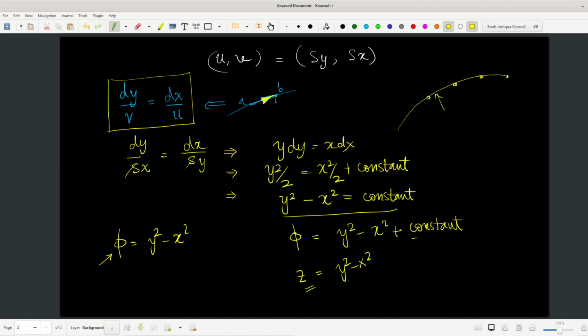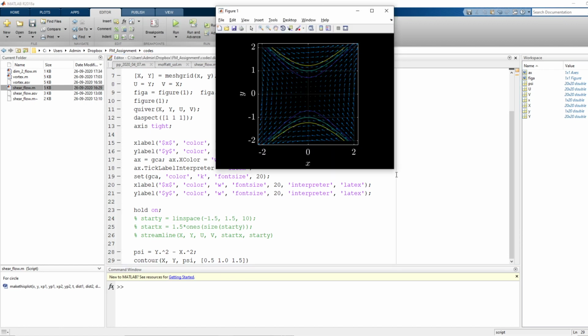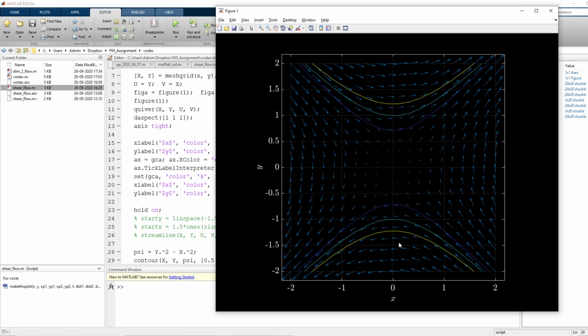So let's go to MATLAB. Instead of saying I want 20 contours, I can put square brackets and put in the values. Suppose I want the contours for 0.5, 1.0 and 1.5. I only want these particular contour values. So let me run the program. So these are those contour values.